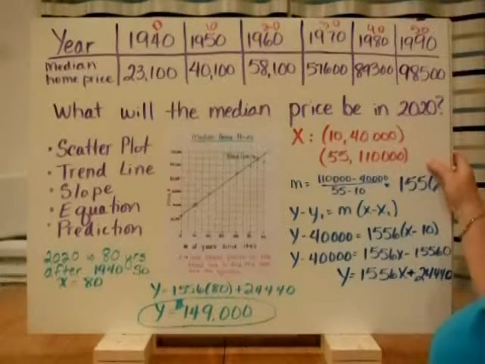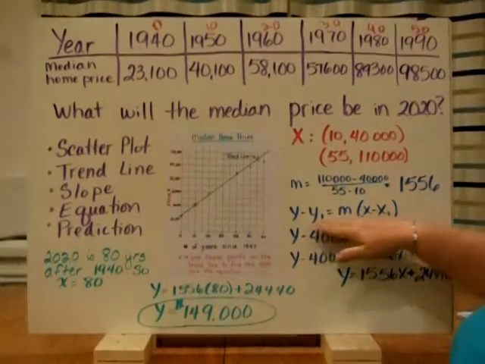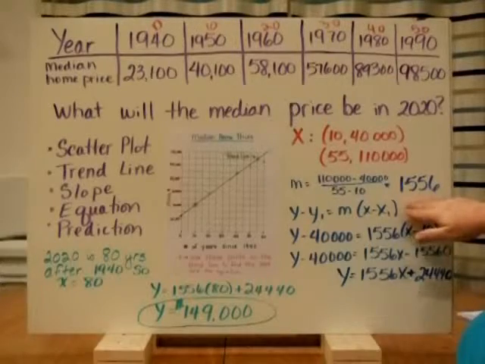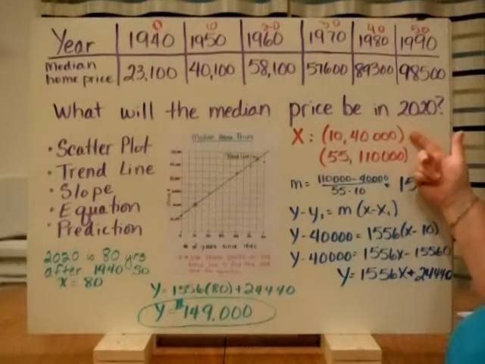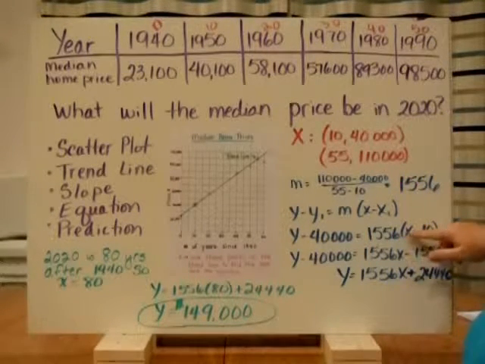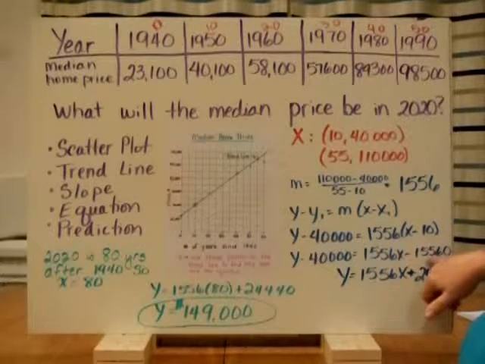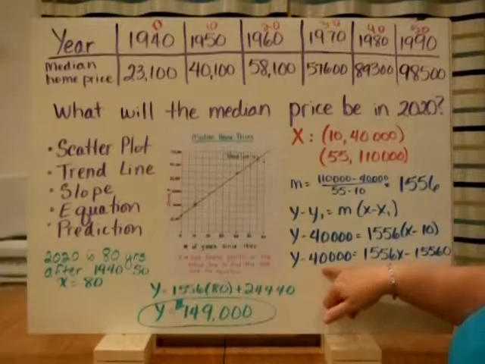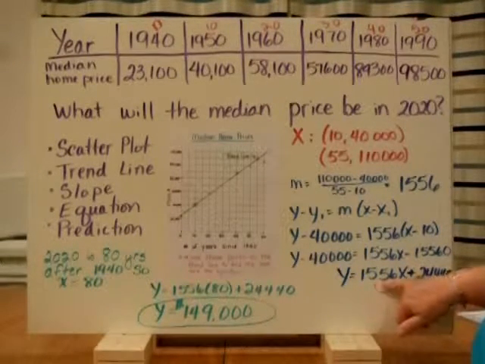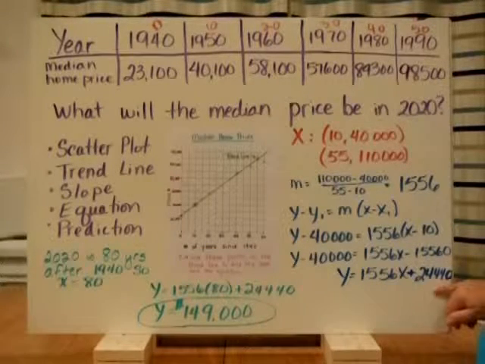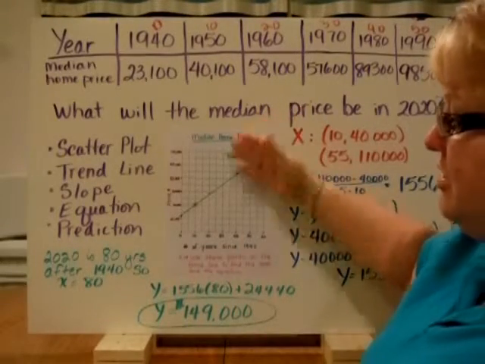So using these 2 points, we find the slope, which is 1,556. We use the point slope form of the equation to find the equation. So we have y minus, I'm using this point, 40,000 equals the slope times x minus 10. Distribute your 1,556, add 40,000 to both sides, and you get the equation y equals 1,556x plus 24,440.